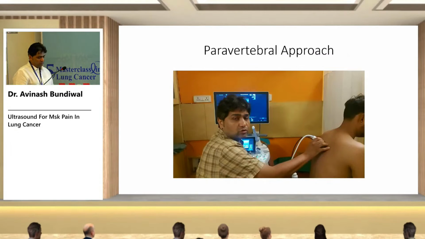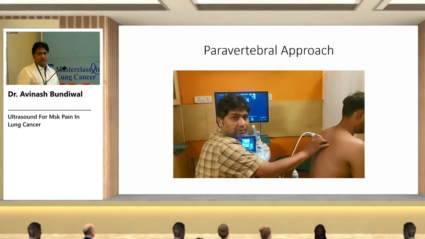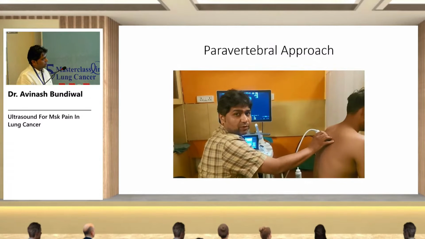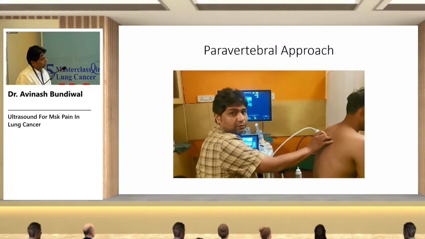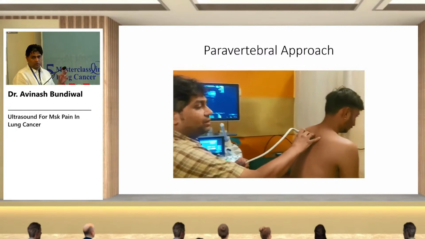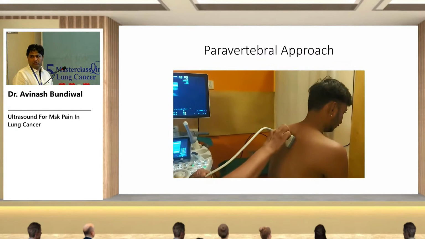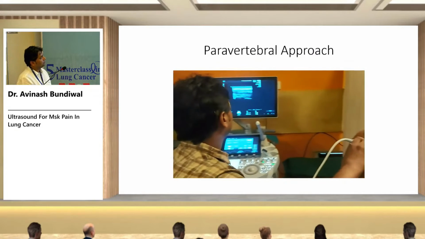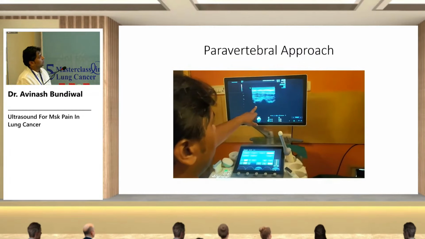Now we discuss the second approach of the paravertebral block. In the first approach, my probe was perpendicular. In this approach, my probe was parallel to the spinous process. As you can see the position of the probe. So in this position, you can see in the screen.